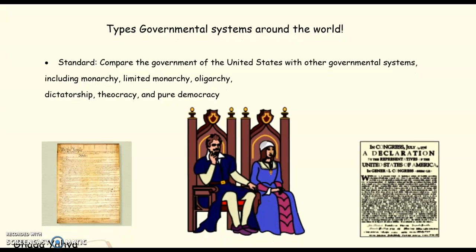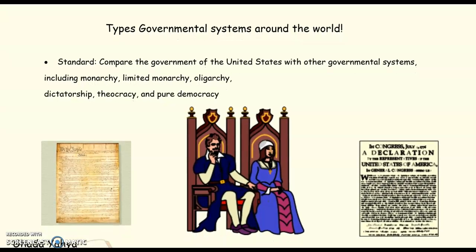Good morning, guys. Today's topic is going to be about different types of governmental systems around the world. Our standard is to compare the government of the United States with other governmental systems, including monarchy, limited monarchy, oligarchy, dictatorship, theocracy, and pure democracy.